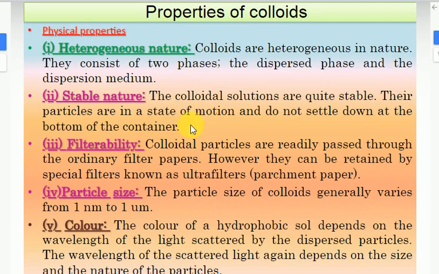If you bring two magnets with the same poles near each other, they repel. Similarly here, colloidal particles may contain positive or negative charge. When they come close to each other, they repel each other and go away.